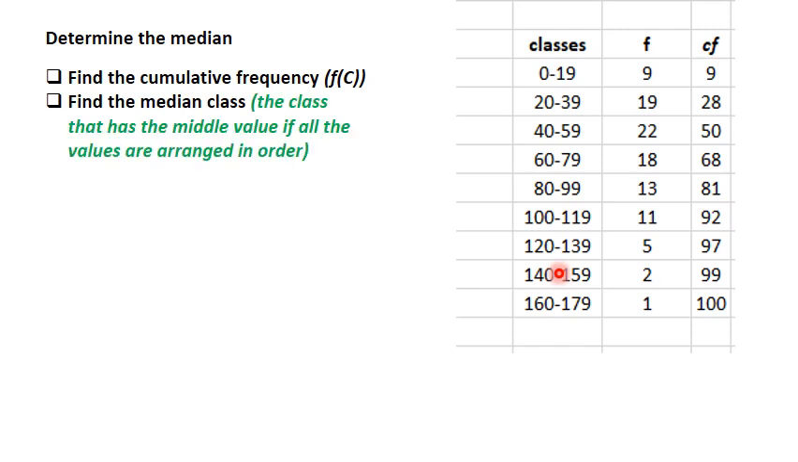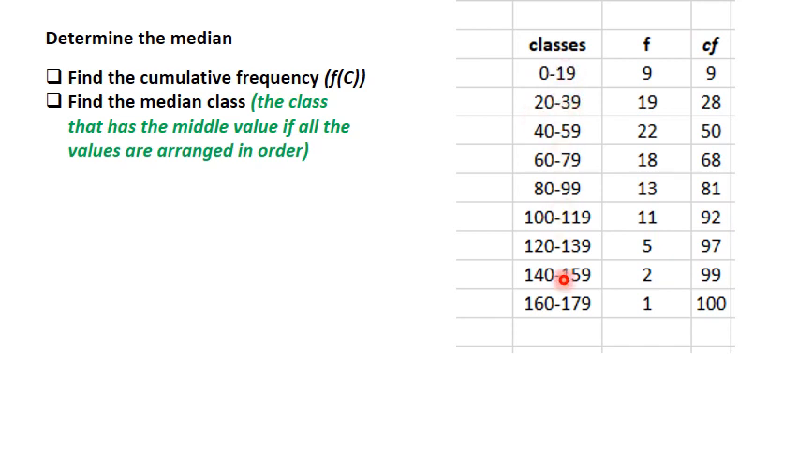The next step is we look for the median class. Now, the median class is actually the class where the median falls. It's a little tricky, but I hope you follow. If we have the values in the data arranged in ascending order, and in this case they are given in ascending order, because in the first class we have 0 to 19, 20 to 39, and on and on.